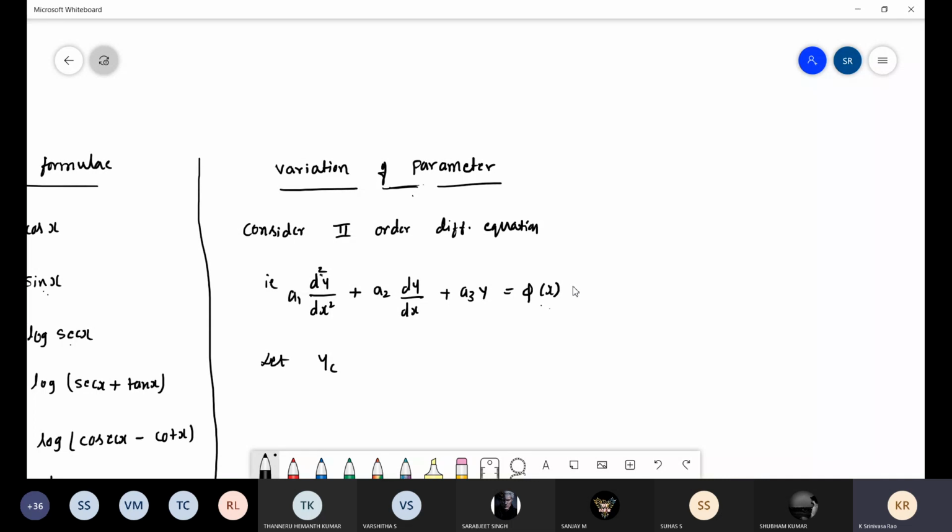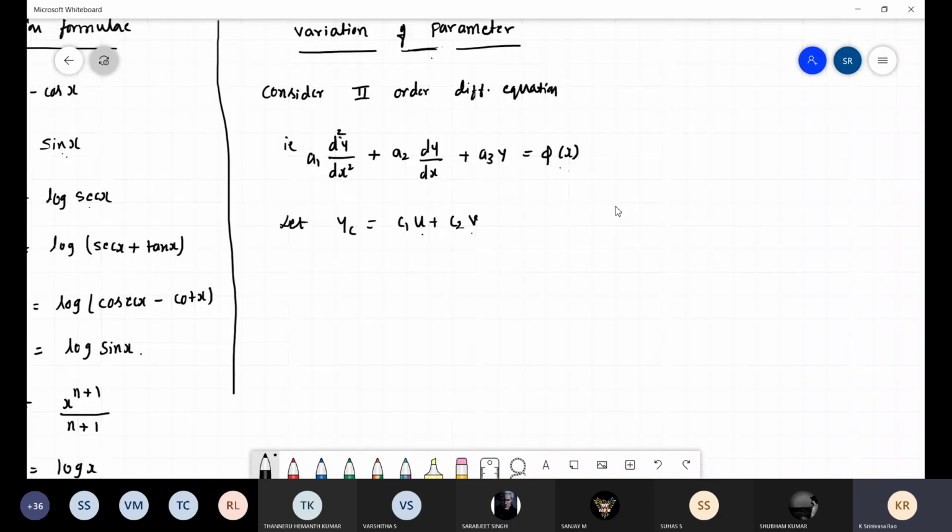Take down: let yc equals C1u plus C2v. I don't know yet what u and v are, because for second order you will get 2 roots, m1 and m2, either equal, distinct or complex. You will get it like this, C1u plus C2v. I will explain that while solving the problem also.